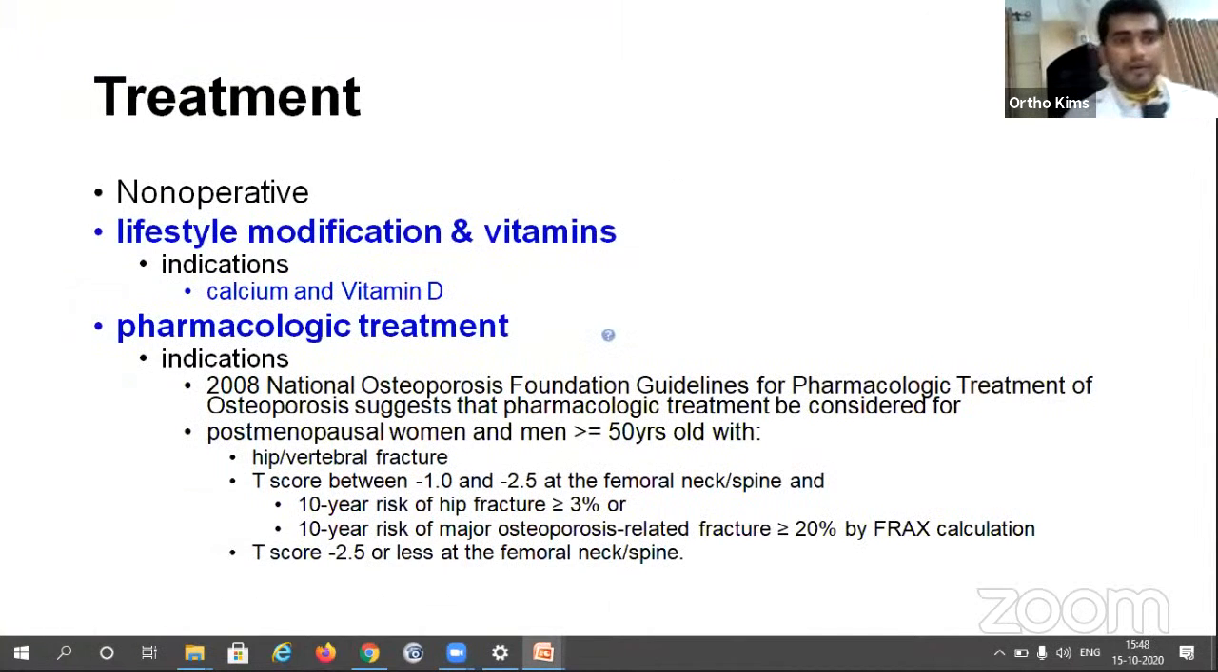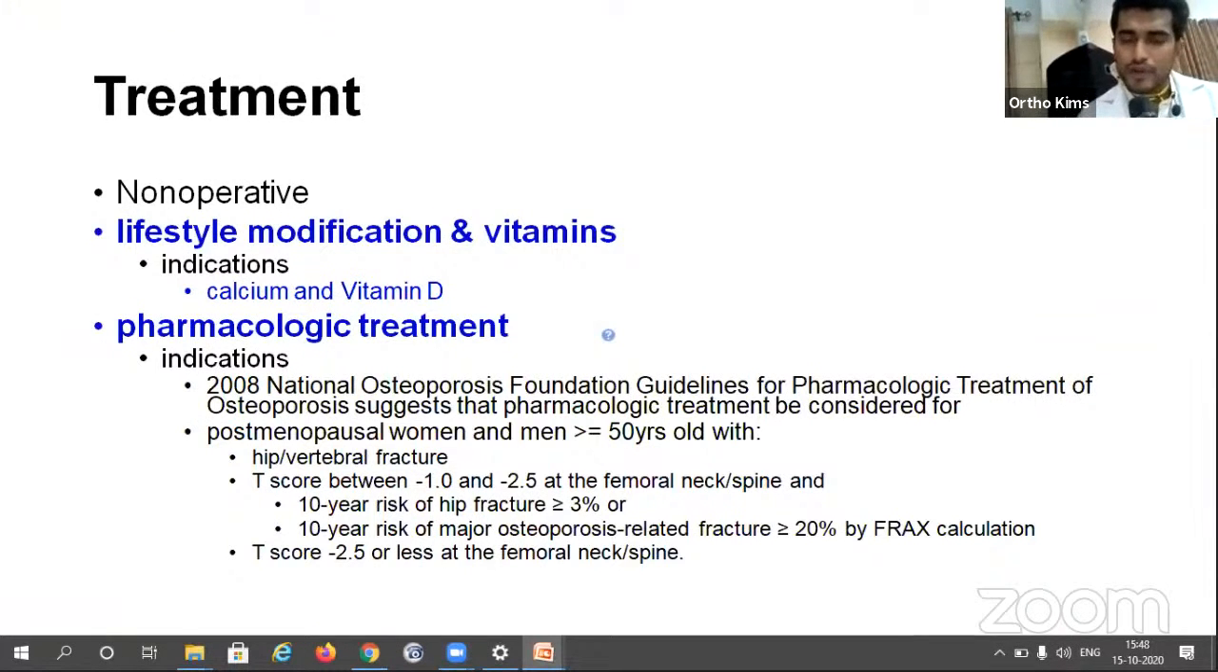Coming to the treatment part, for osteoporosis, it is non-operative and operative. In non-operative, the main thing is lifestyle modification and vitamin supplementation. For non-operative, the indication is calcium and vitamin D.